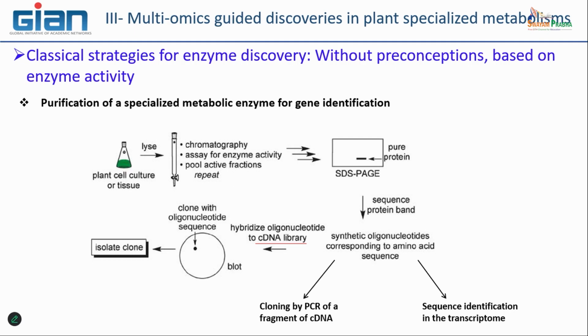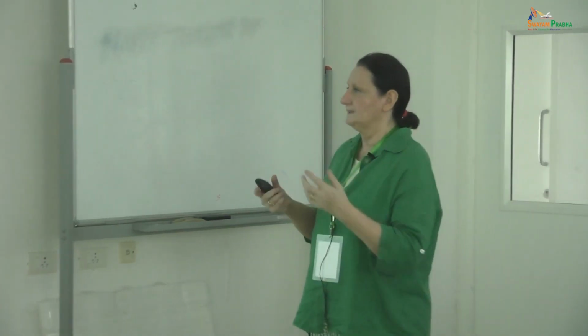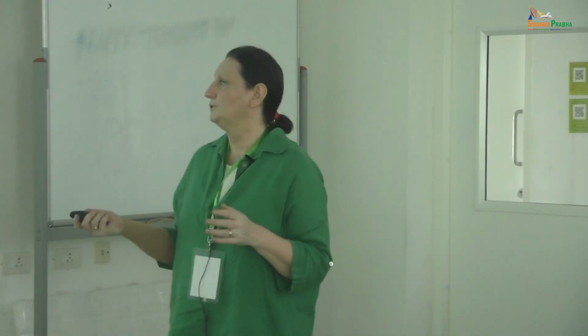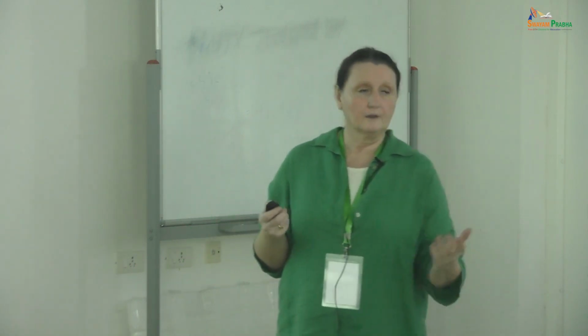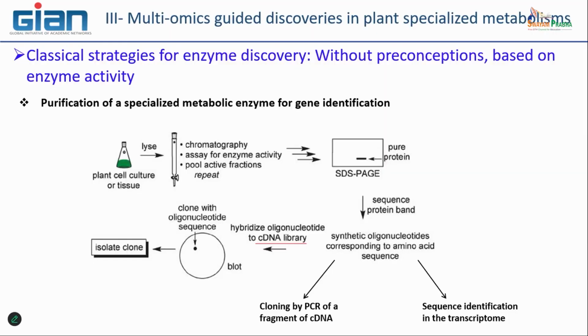So we can extract the protein that is not active. By this way, we can sequence the protein, the amino acid sequence. We can deduce the synthetic oligonucleotide corresponding to the amino acid sequence of the protein. And by this way, we can use this sequence as a probe to screen a specific library named cDNA library in order to isolate the clone that can express specifically this protein.